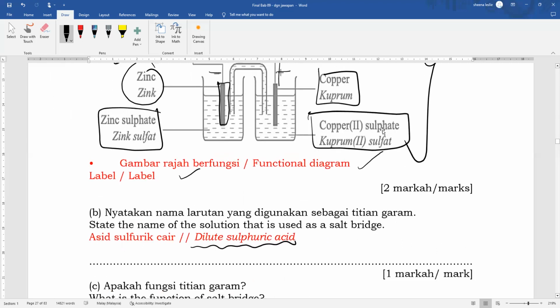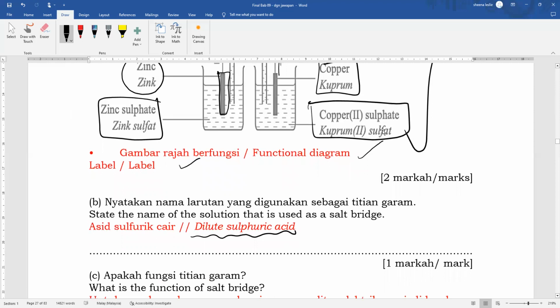The next question is, what is the function of the salt bridge? Is it to allow free moving ions in the reaction? No need to mention it acts as a salt bridge actually. To allow the movement of ions to complete the circuit. Very good. To complete the circuit.